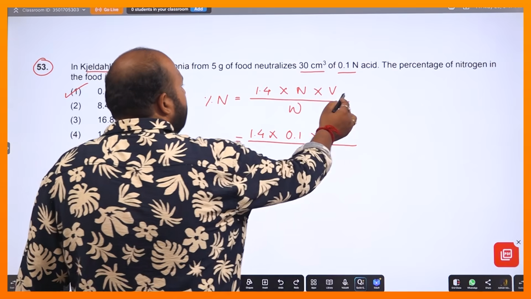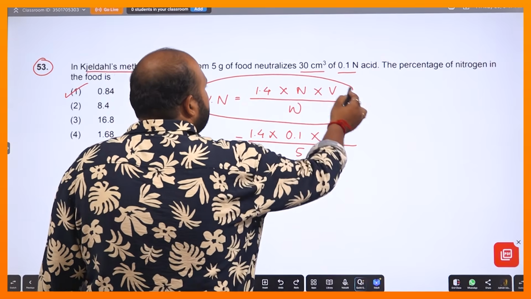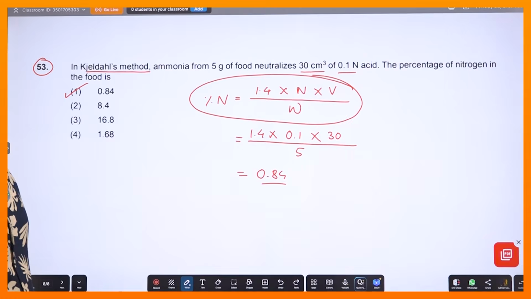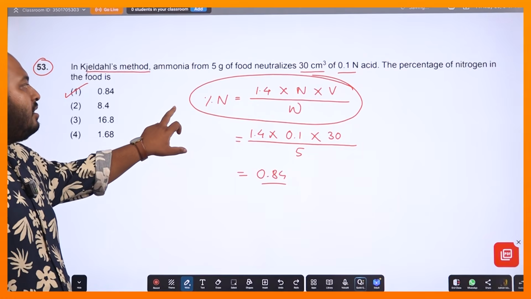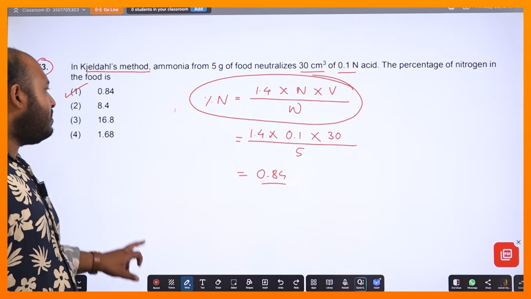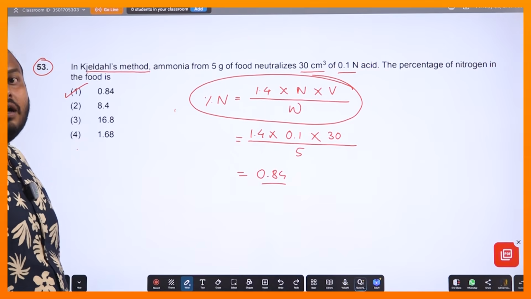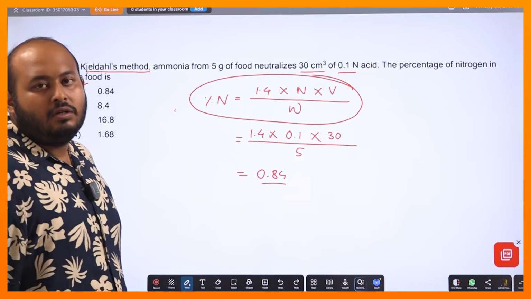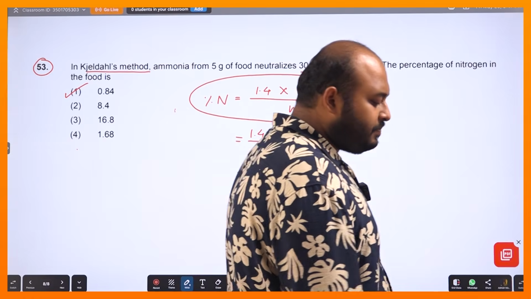Try to remember this formula. It is mentioned in the NCERT. Go through the NCERT. This is in the GOC portion, General Organic Chemistry portion.